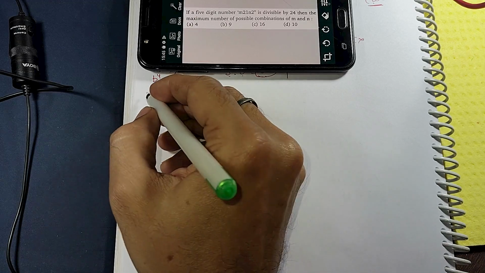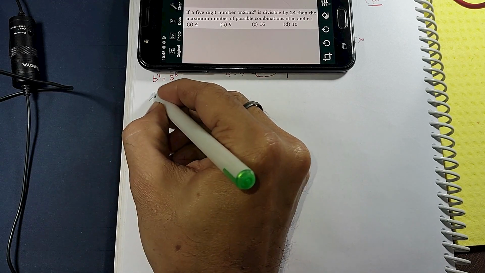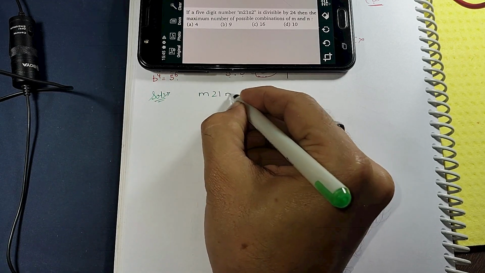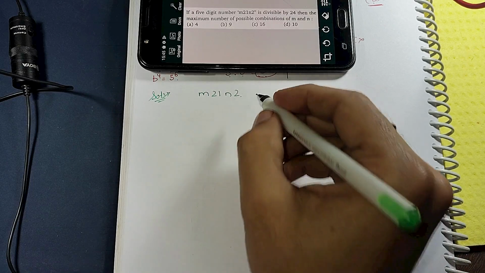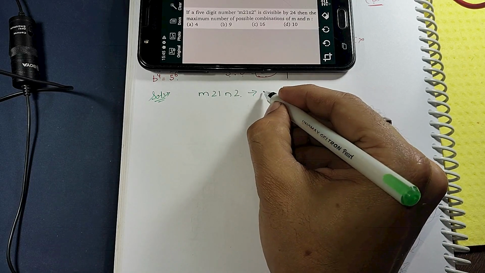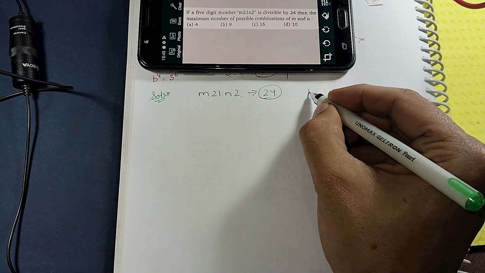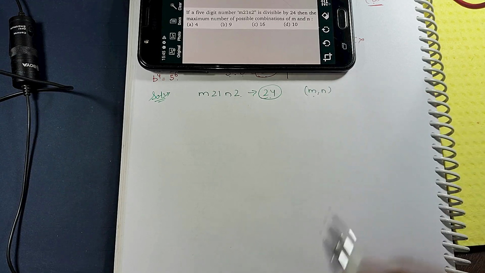If a 5-digit number M21N2, so here it is a 5-digit number M21N2 is divisible by 24. So we have been given that it is divisible by 24. Then the maximum number of possible combinations of M and N. So we need to find the maximum number of combinations of M and N.